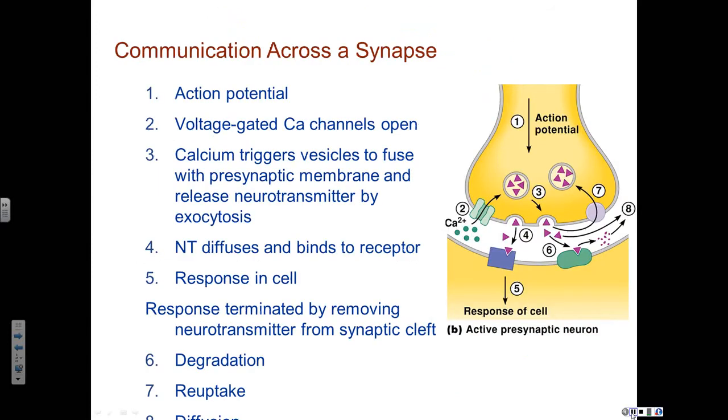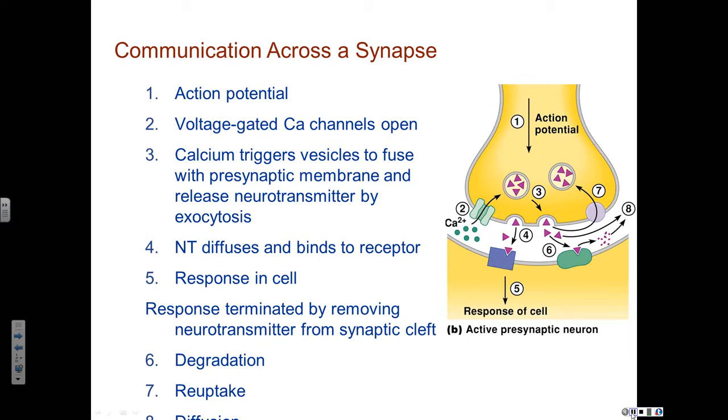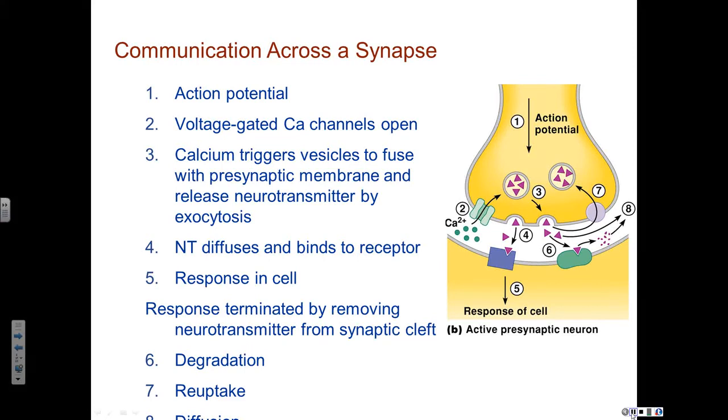So here is basically, again, just a summary of it. Here again, the action potential comes down, calcium comes in, we fuse these vesicles to release the neurotransmitters, they cross the cleft and bind to receptors on the postsynaptic junction. And that's what all this says, and then you get a response, and we'll talk about that a little.